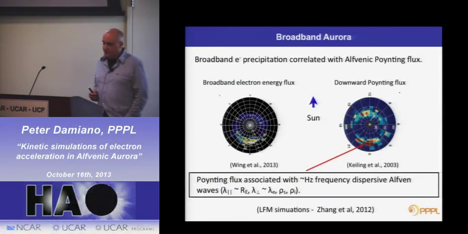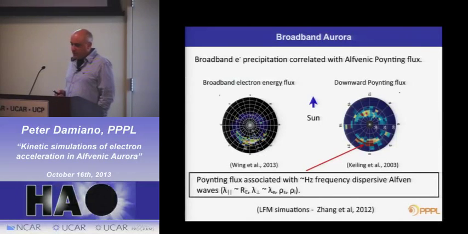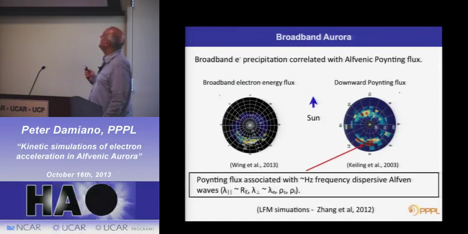And the association of the broadband aurora with dispersive Alfvénic Poynting flux is brought to light in these observations. So here you see a broadband electron energy flux from Wing et al. 2013, and here you see the Alfvénic Poynting flux from the study of Keiling et al. 2003, and you see a very good correspondence between the precipitating electron signatures and the Alfvénic Poynting flux.